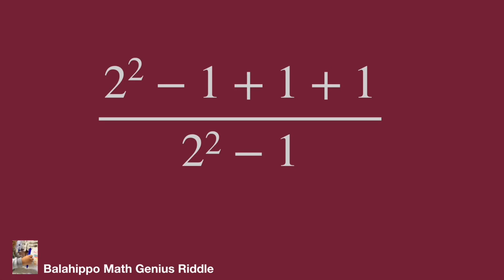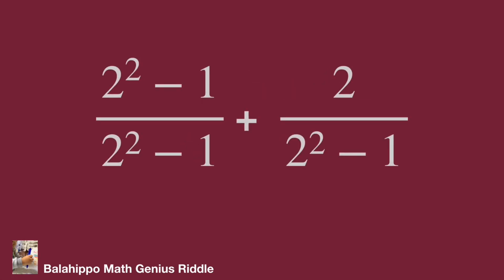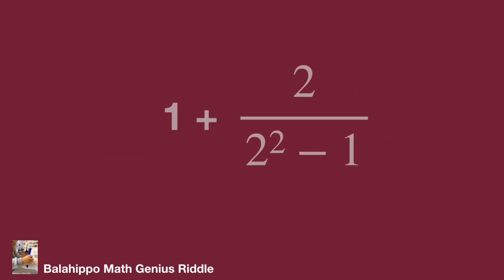So the numerator is 2 squared minus 1 plus 1 plus 1. Then divided into two items, they are 2 squared minus 1 over 2 squared minus 1, plus 2 over 2 squared minus 1. The first item becomes the integer 1. So we get 1 plus 2 over 2 squared minus 1. Let's go on to simplify the fraction. Next, let's handle the remaining fraction, 2 over 2 squared minus 1.